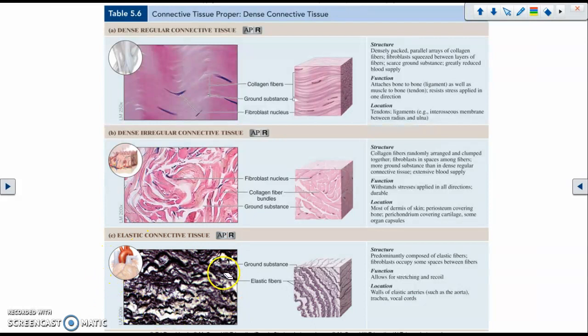Elastic connective tissue. The reason you need a more elastic tissue is because this is the primary connective tissue in the walls of your big arteries. It's because you have a lot of pressure in those organs, right? So it has to be able to snap back to its original shape.